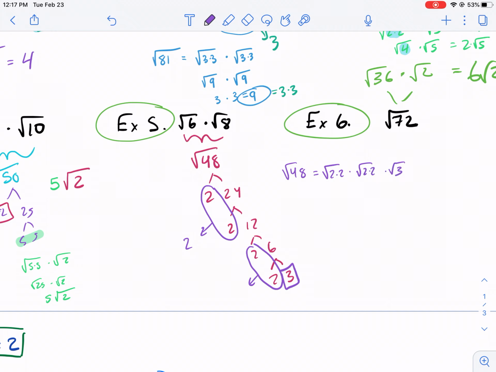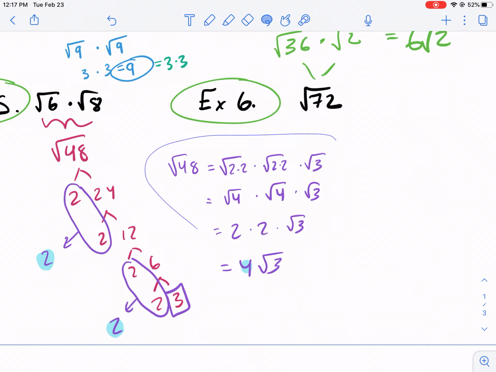Okay, notice how I paired the numbers together. Why? Because then I know that's a perfect square. A perfect square is a number times itself twice. So that's 2 times 2 times the square root of 3 equals 4 radical 3. As you can see, we had one 2 come out here, one 2 come out here, and the 3 did not have a partner, so it stayed inside the radical. 2 times 2 is 4 radical 3, and that's how you do that one.